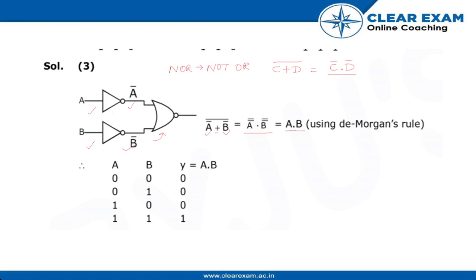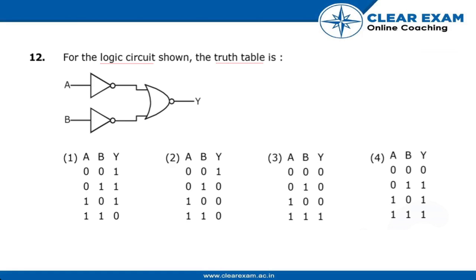So we just have to make the truth table for A dot B. The output signal is 0, 0, 0, 1. So the correct answer is option 3.